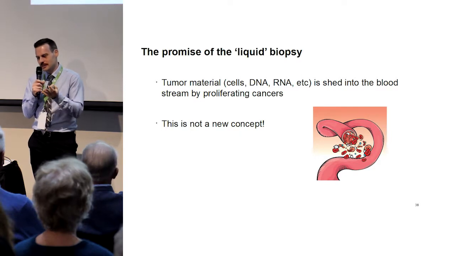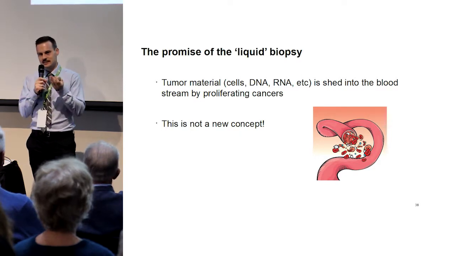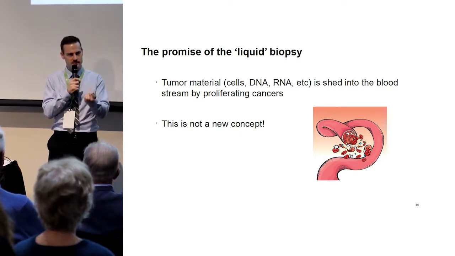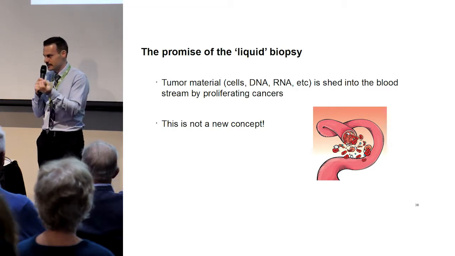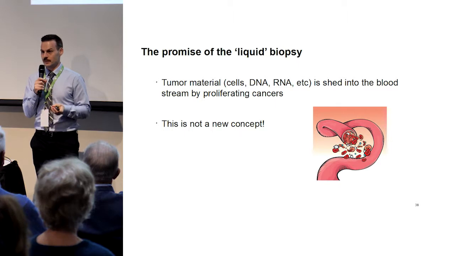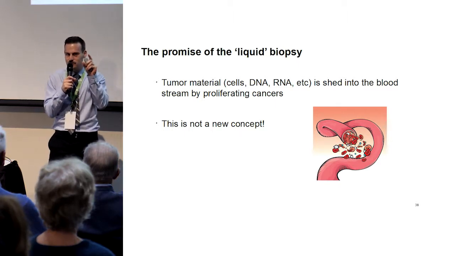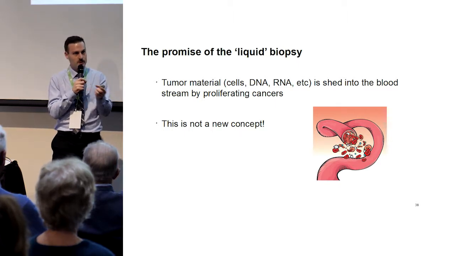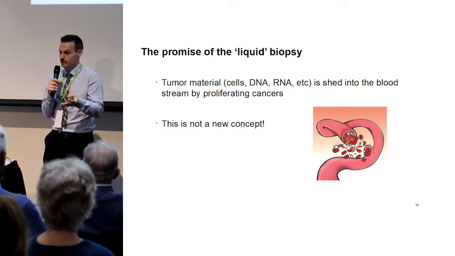It's the concept that tumor material, that is tumor cells, pieces of DNA, and other material from cells, is shed into the bloodstream by proliferating cancers. So technically, in a small vial of blood, you have information from the tumor that you could capture and study.